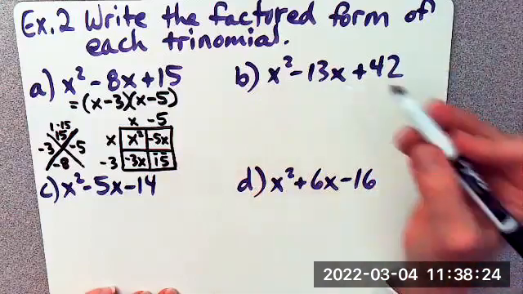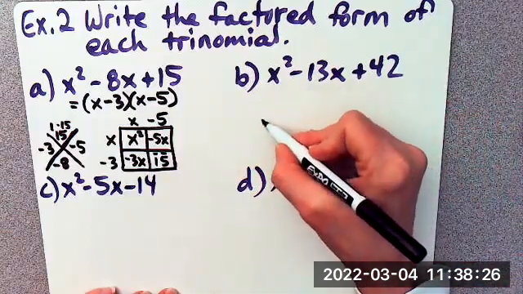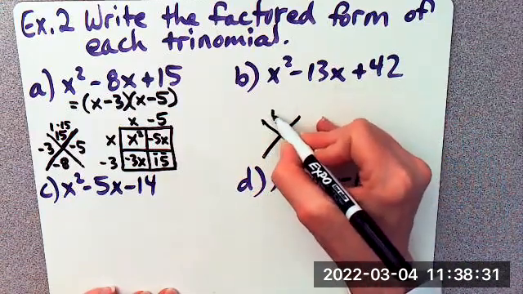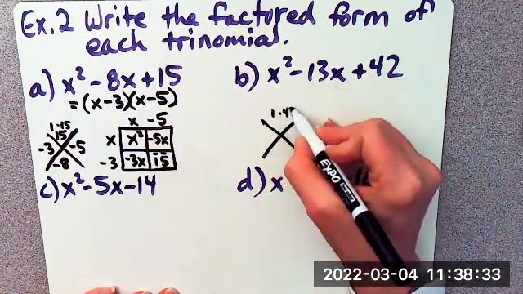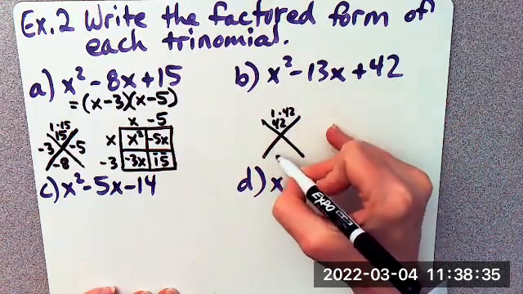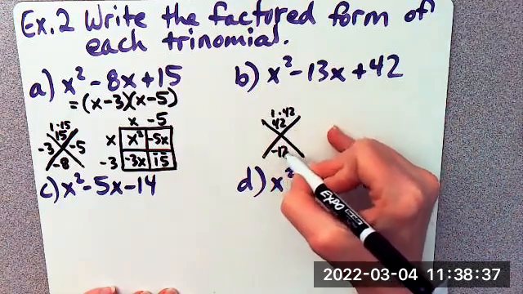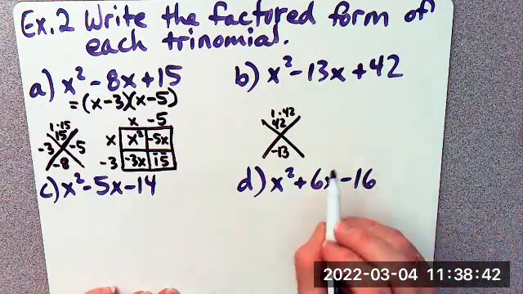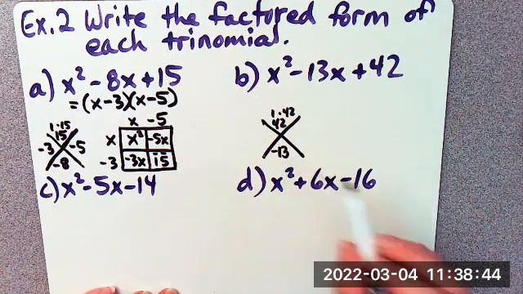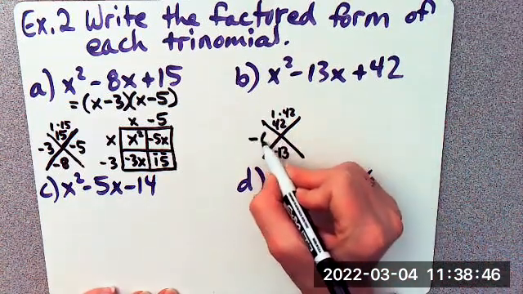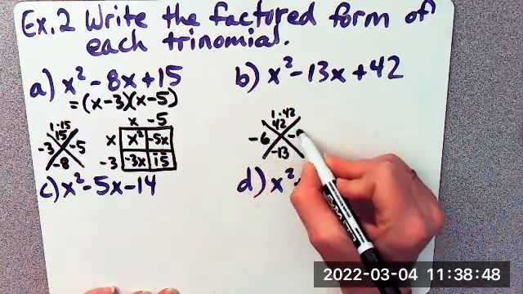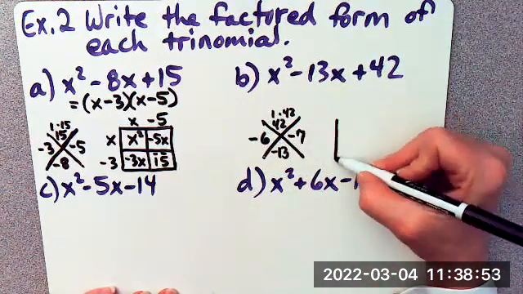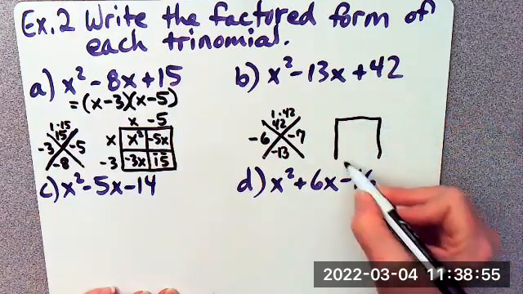X squared minus 13x plus 42. So we do a quick diamond. We have a is 1 times 42, so we have 42 and a negative 13. So we ask what two things multiply to be a positive 42 and add to be negative 13, and that's negative 6 and negative 7. So then we put this in the box.